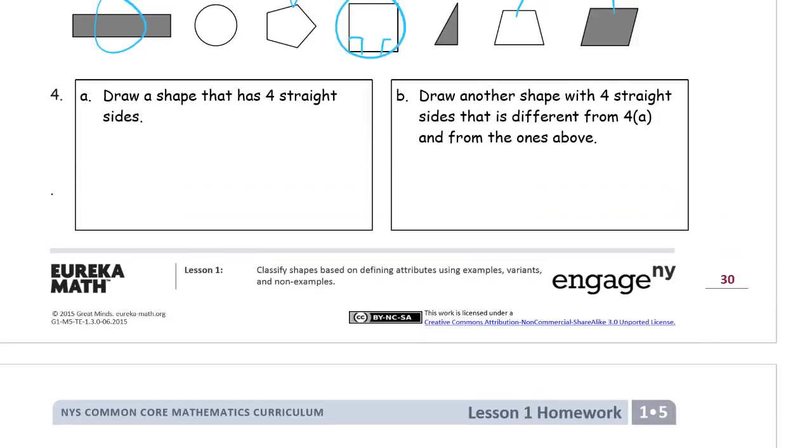Draw a shape that has four straight sides. So it could be one, two. It doesn't have to be any particular kind of shape. It just has to have four straight sides.